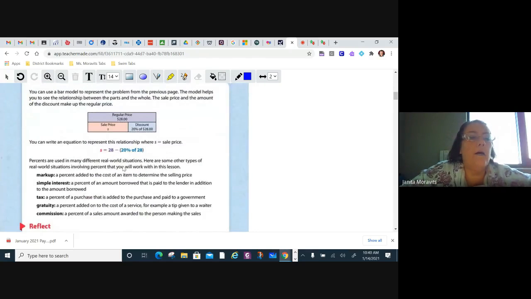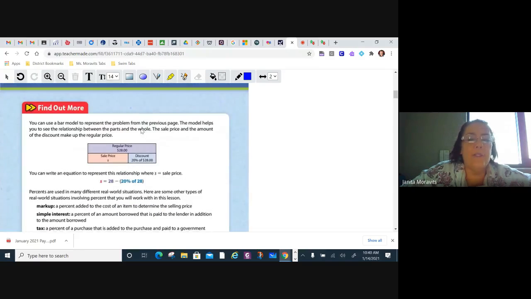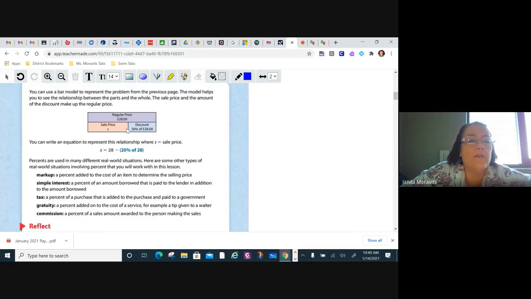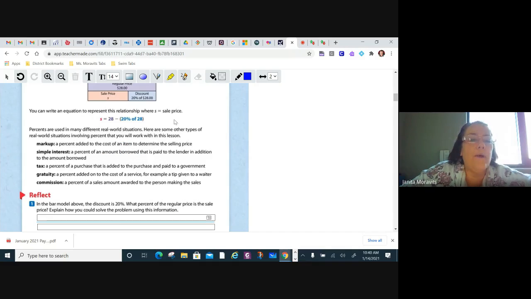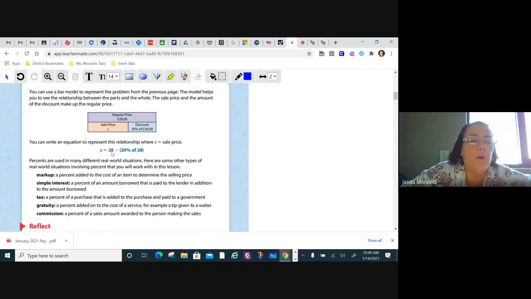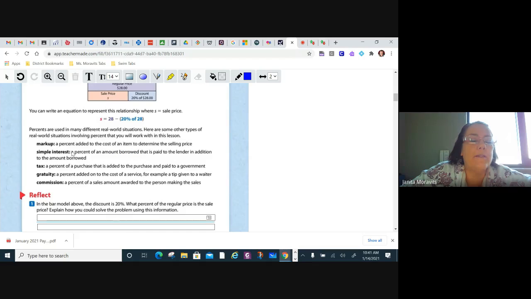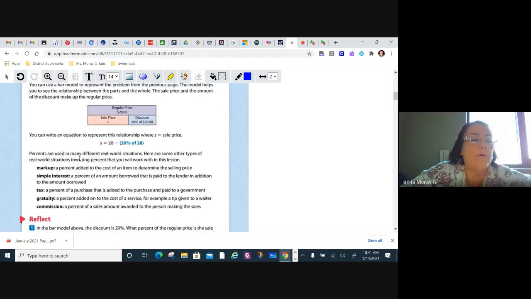Right here it says you can use a bar model to represent the problem from the previous page. This model helps you see the relationship between the parts and the whole, the sale price and the amount of the discount to make up the regular price. So you have the regular price, the sale price, and the amount of the discount, because the sale price plus the discount should be the same as the regular price. You can write an equation to represent this where the sale price equals $28 minus 20% of the $28. So you can write it as an equation, and we'll look at that more.